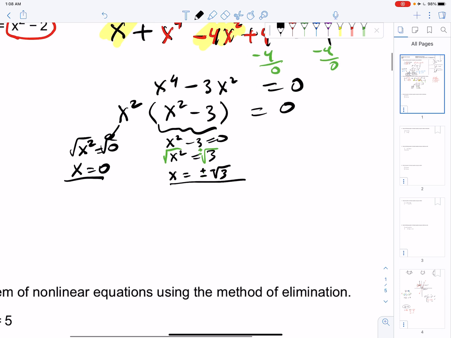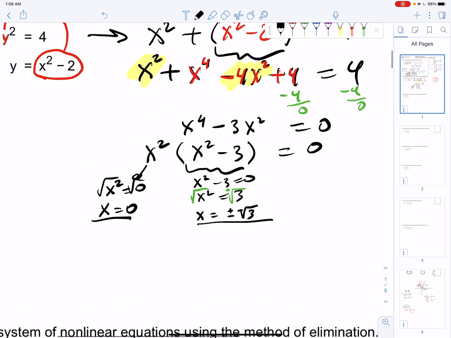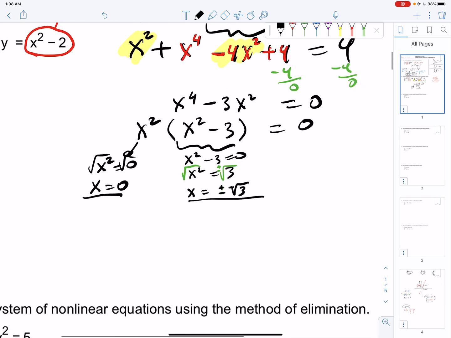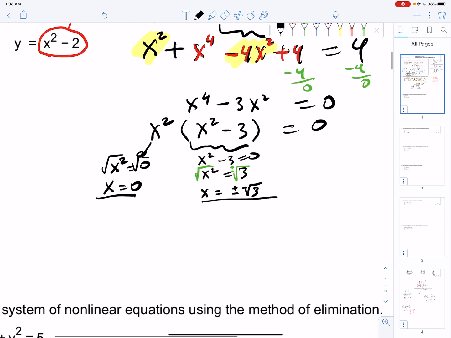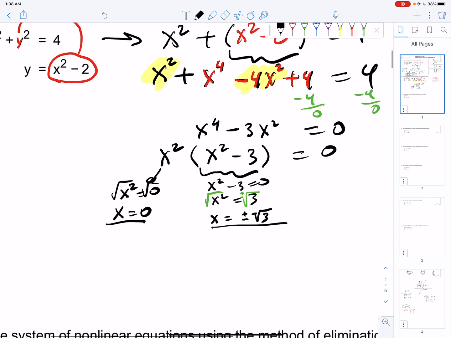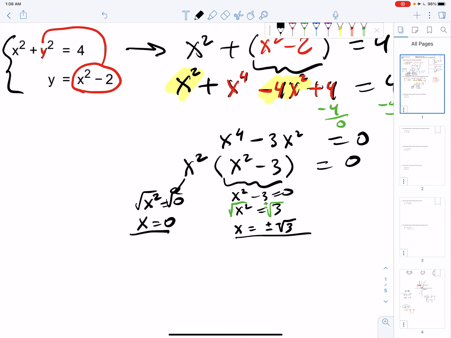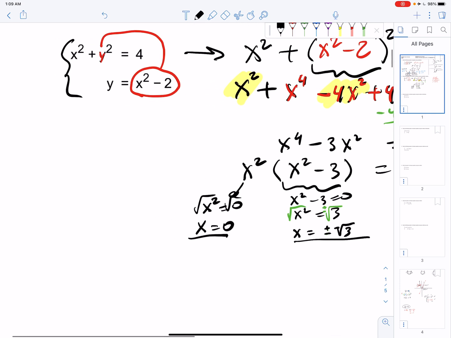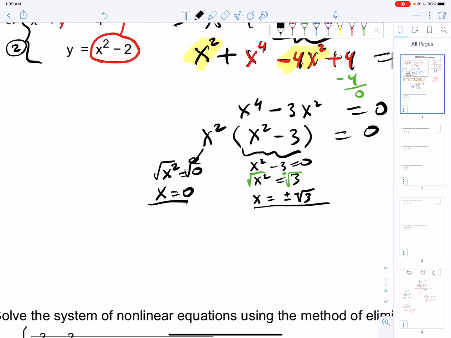Now we did square root both sides, and so in general, we need to remember that if we're square rooting both sides, we really probably need to check that. So we'll go ahead and check that in the end. But we do need to pick an equation to work with. Equation number 2 looks simpler to work with, right? It's already solved for y. You can pick either one, but why don't we just do that?